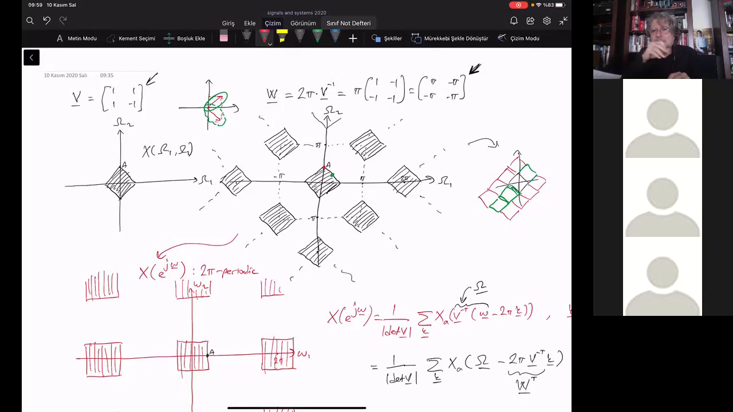Actually, it's not going to be like this. It's going to be something else. It's going to be 60 degrees rotation and smearing. This is 45 degrees. Therefore, this is not hexagonal sampling, but it is a rotated square sampling. Nevertheless, it is more efficient for this region of support.